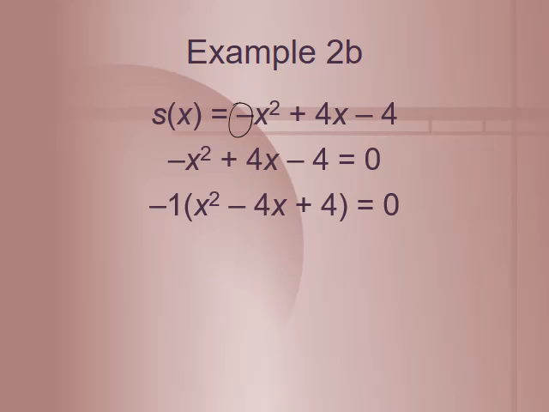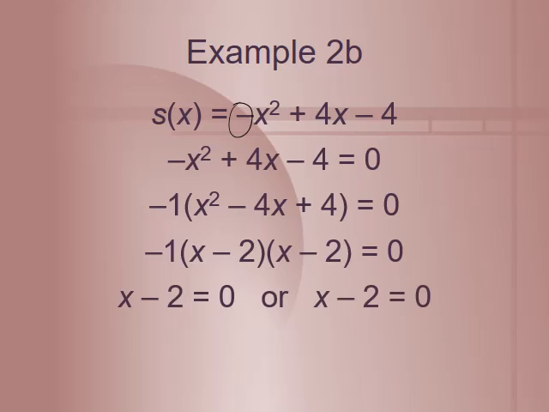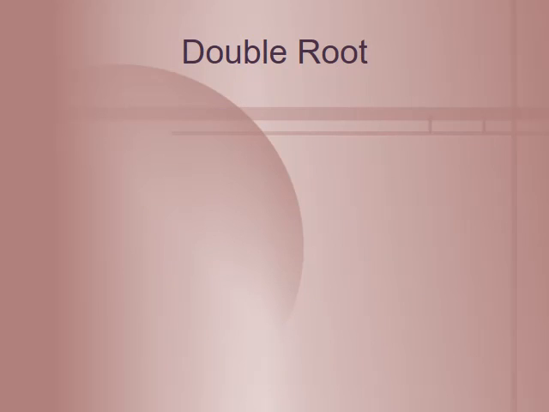And then we, of course, set it all to 0. And whenever we factor that out, we end up with -1 doesn't equal 0, and x minus 2 equals 0. Whenever you solve that, then x equals 2. Both answers are the same, so you can stick with one answer.